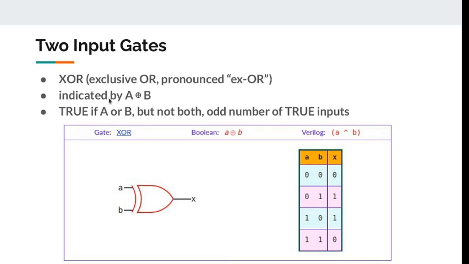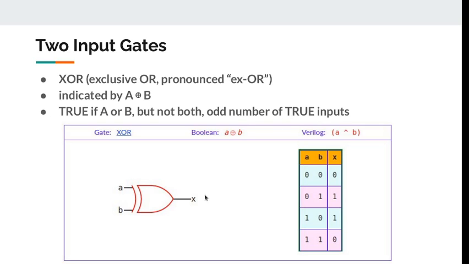Now we're going to talk about another two-input gate, and this gate is really important. It's the exclusive OR, or XOR. It usually is indicated by this circle with a cross. I don't know if there's a specific name for this, but it's the exclusive OR symbol, and its behavior is that it's true if I have one input true, but not both. So what does it mean? It means it's true for an odd number of true inputs.